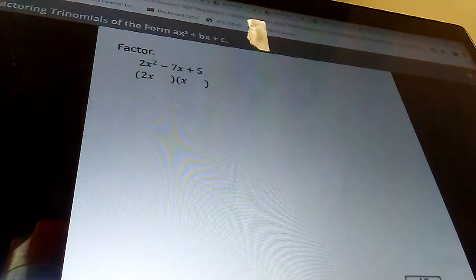The second numbers in each set of parentheses must have a product of 5. Again, we're lucky because 5 only has two factors, 5 and 1. Put the 5 in one set of parentheses and the 1 in the other. Since the constant term is positive and the coefficient of x is negative, we know that these terms are negative.